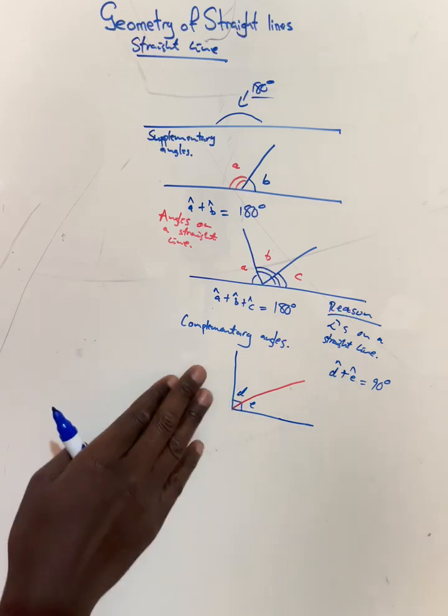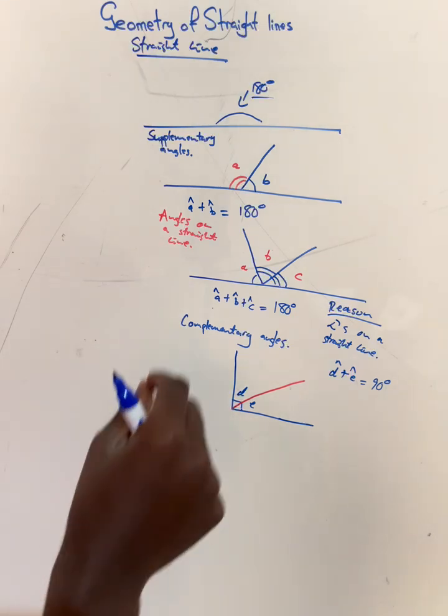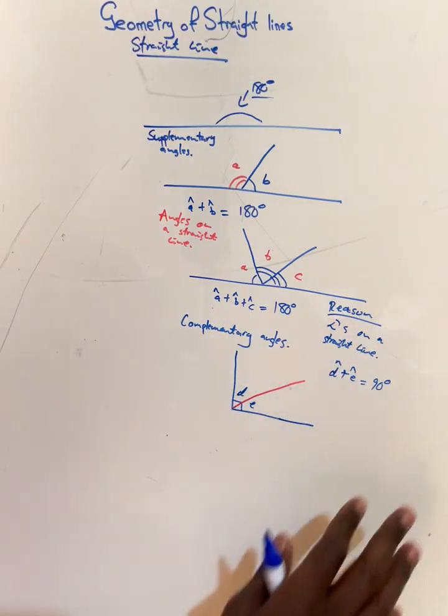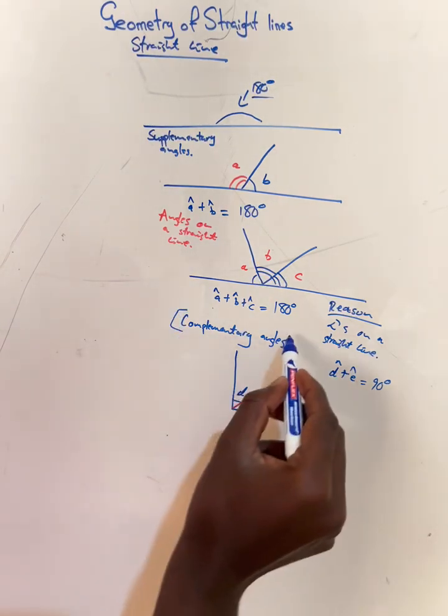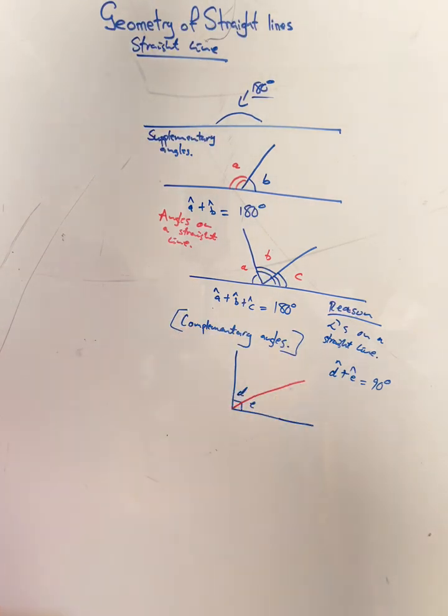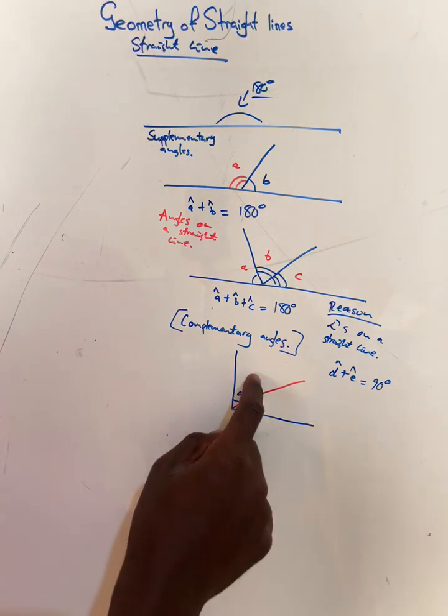It's very important for people to understand this, because in grades 10, 11, and 12 under trigonometry, when we talk about ratios, they are coming from these complementary angles, and people tend to forget this. So they tend to make some mistakes when it comes to trigonometry because they do not respect complementary angles.